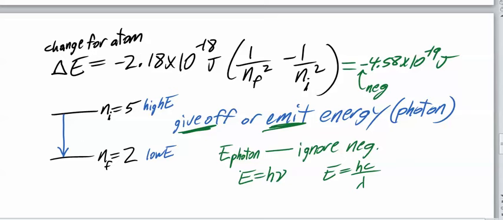Conversely, if you went up instead, that would be a positive change. And again, going down is a negative change. So down loses energy, negative; up gains energy, positive.